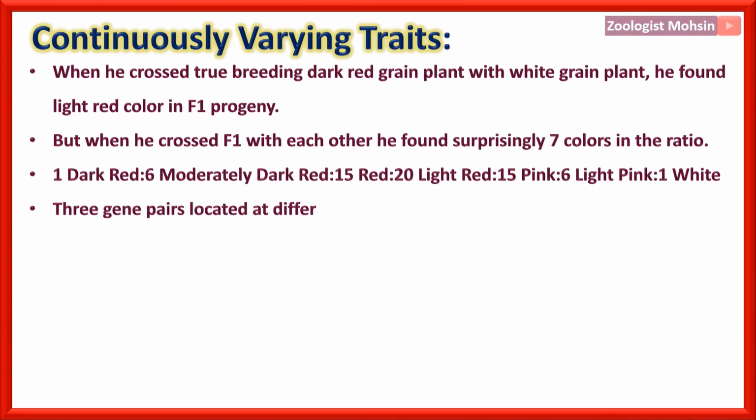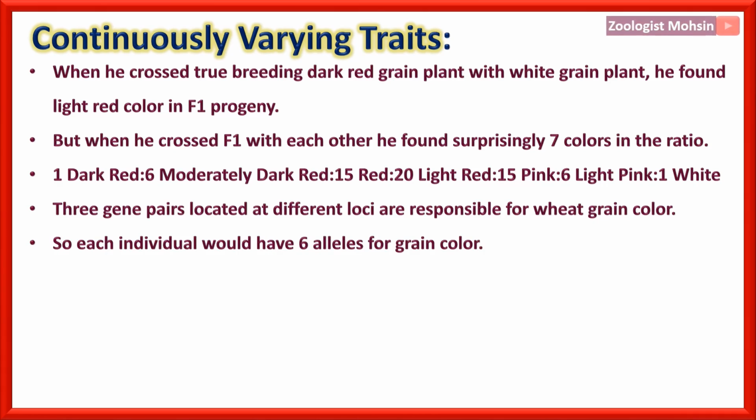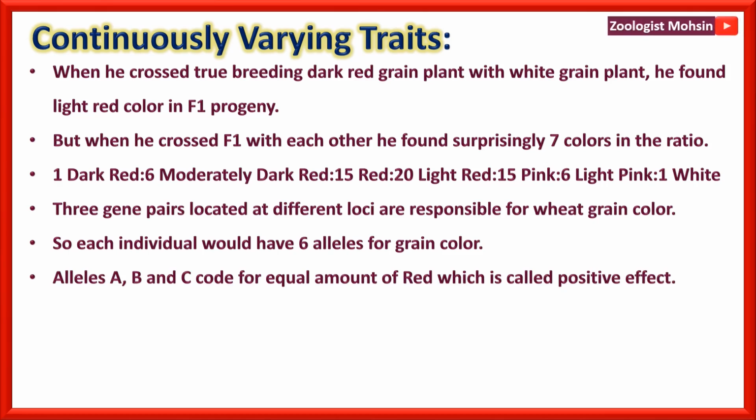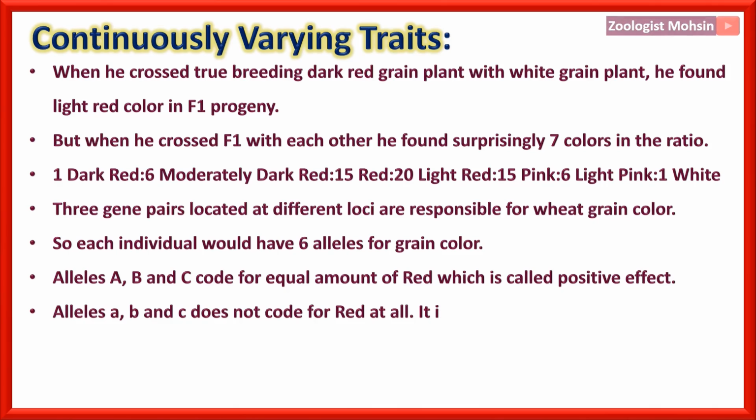3 gene pairs located at different loci are responsible for wheat grain color. So each individual would have 6 alleles for grain color or 3 pairs of alleles. Alleles A, B and C, please note these are capital or dominant alleles, code for an equal amount of red, which is called positive effect, while alleles a, b and c, smaller or recessive, do not code for red at all. It is called no dose, negative effect or zero effect.